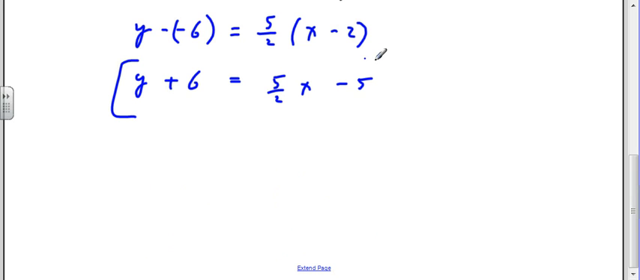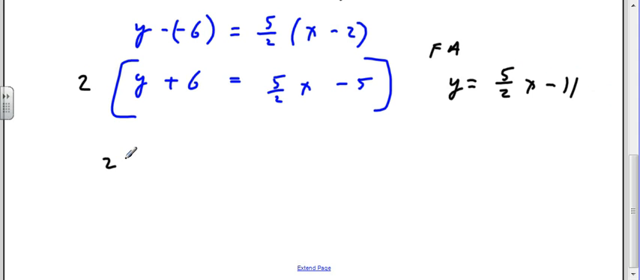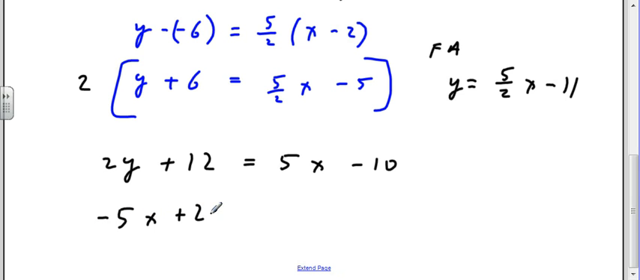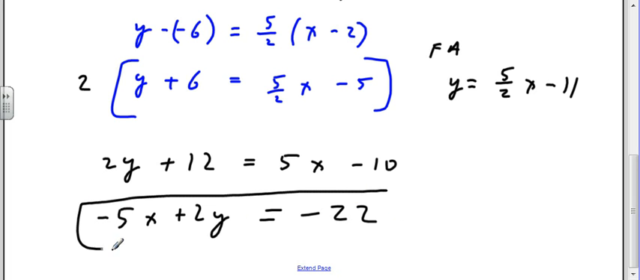I could just leave it in slope-intercept form and say final answer y is equal to 5 over 2x minus 11. I could do that. Or I could multiply by 2, and I'm going to have 2y plus 12 is equal to 5x minus 10. And then I have minus 5x plus 2y is equal to minus 22. And I could call that my final answer.